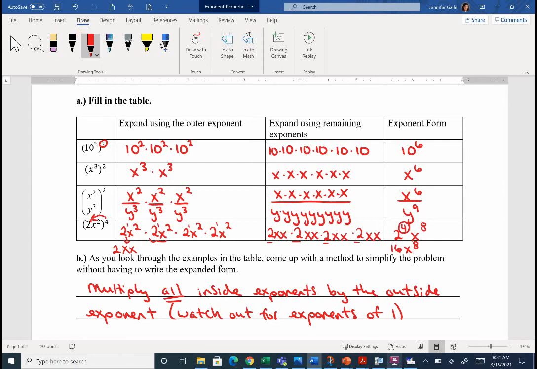Watch out for those exponents of 1. When I work with exponent properties, guys, I draw in the little 1s. I write them in, and then I don't miss them. Takes like half a second to do. Super quick. All right, we've got one more. We're doing the big 3 properties today.